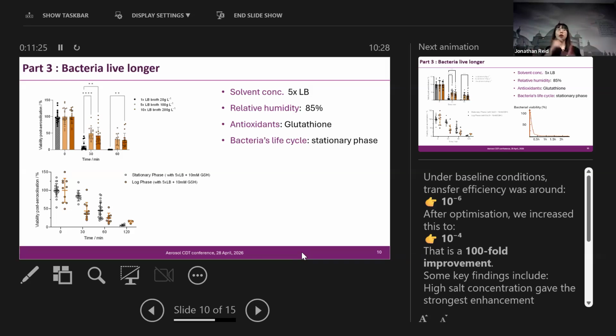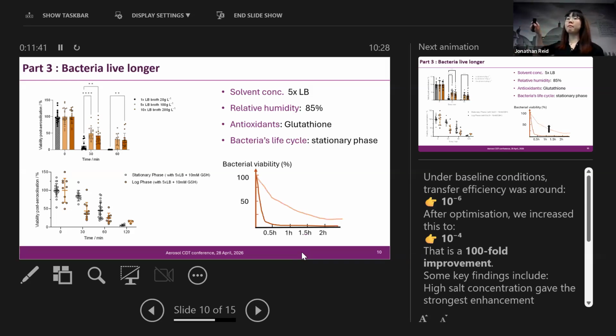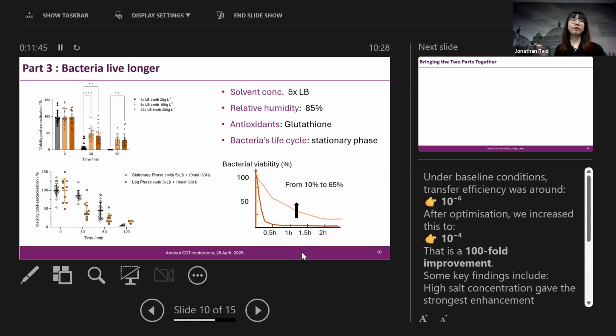Okay, so in total, to give a rough idea, this is how the bacterial viability curve looked before. But after we spent a lot of time optimizing the conditions, at the end we can see we can increase the bacterial viability from 10% to 65% after 1 hour. So this is what we have achieved so far.